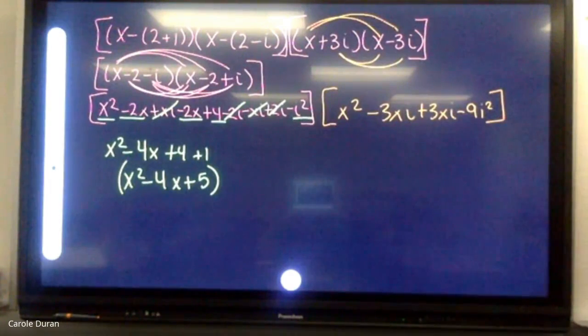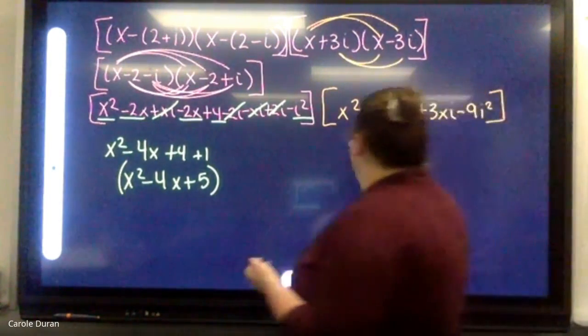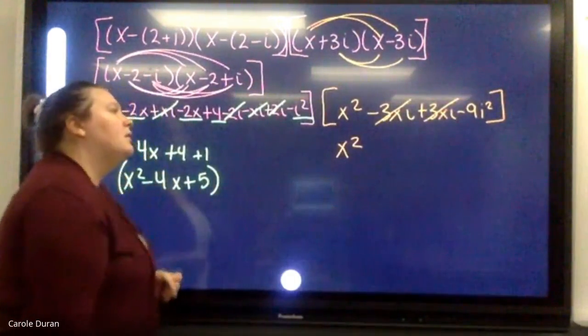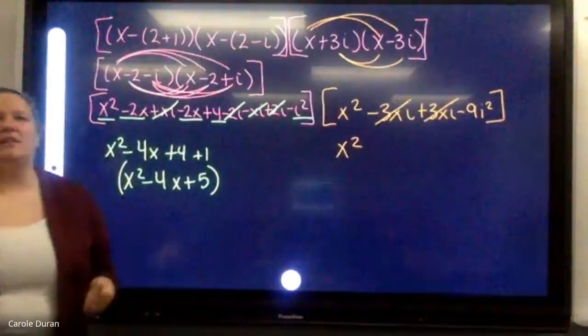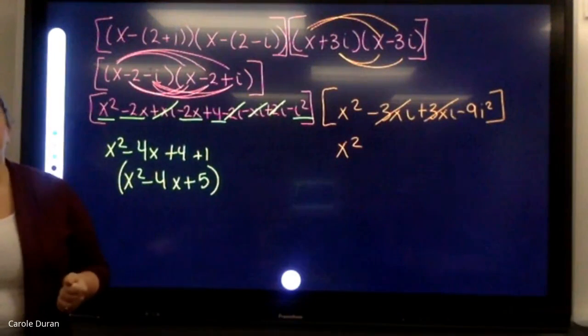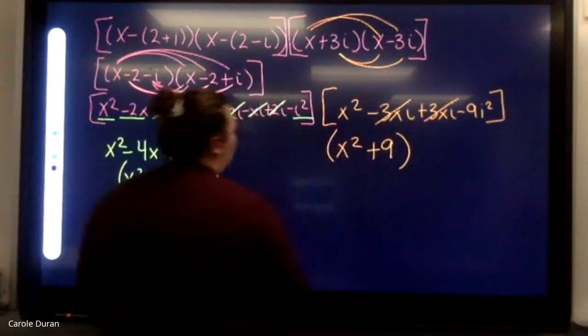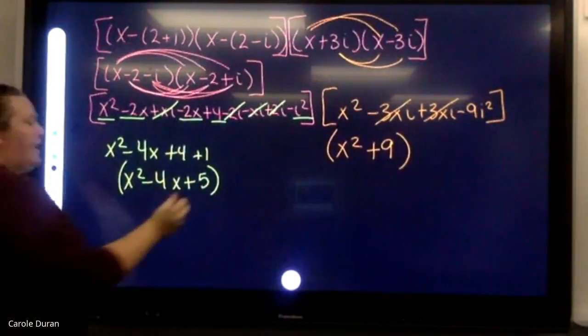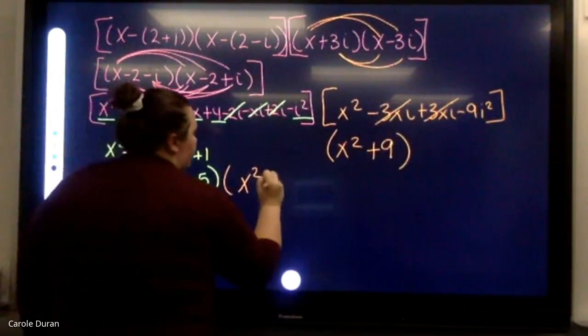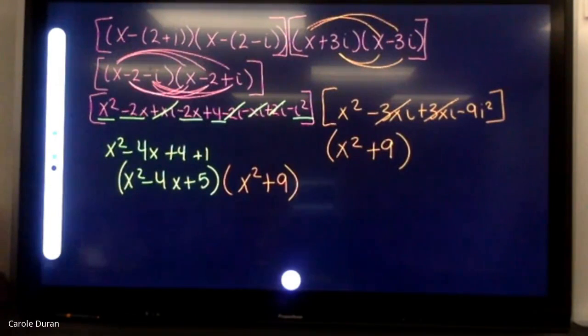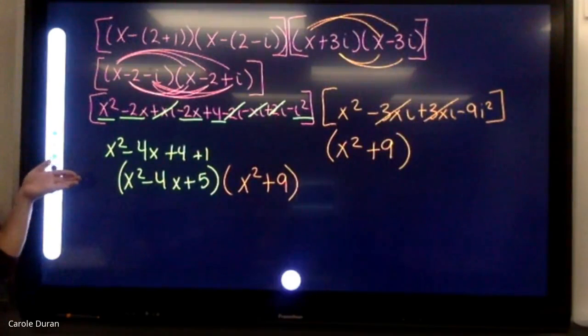I go ahead and I simplify this. The x squared cannot combine with anything. The 3xi's cancel each other out. What happens to negative 9i squared? It becomes positive 9. So then I can go ahead and put my two factors next to each other, and then I'm almost done. Now I get to FOIL out the two quadratics that I created from these imaginary numbers.